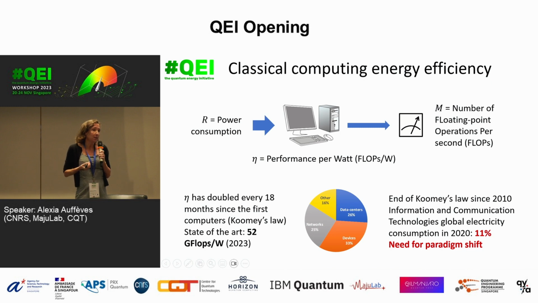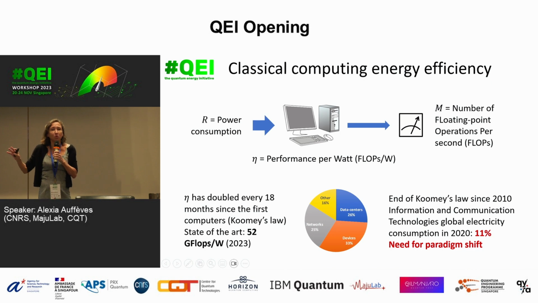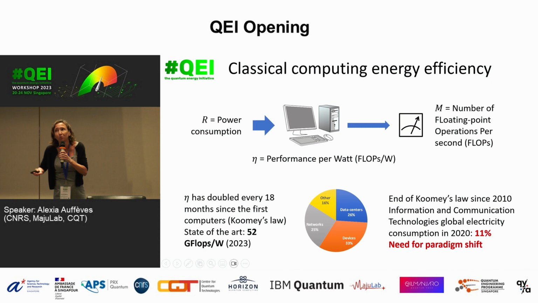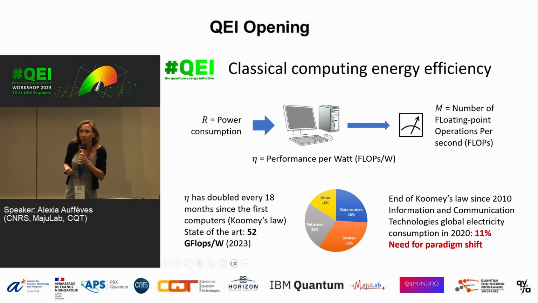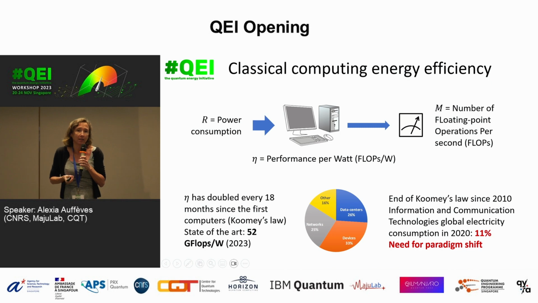It actually appears that this energy efficiency, since the birth of computers, has increased. It has doubled every 18 months. This is known as Moore's law, and this, no, not Moore's law, Koomey's law. This Koomey's law is actually the counterpart of Moore's law regarding energy efficiency. So we have a certain state of the art right now. But what we have to face with classical computing is that Koomey's law has saturated.